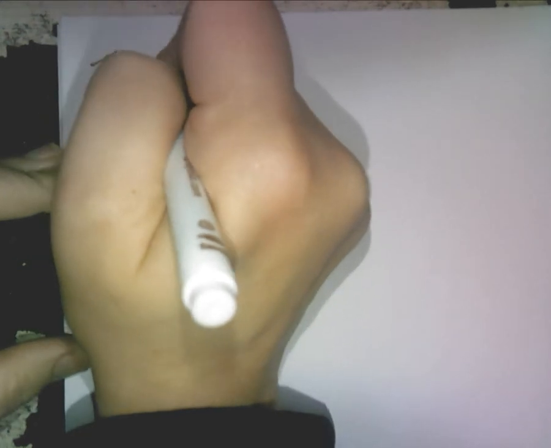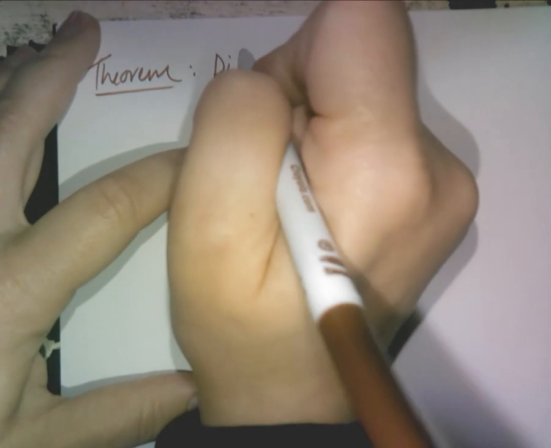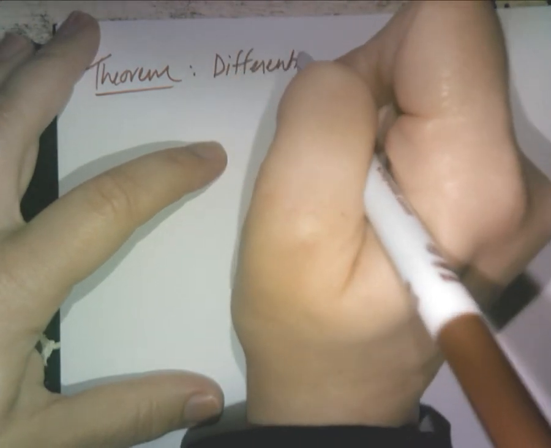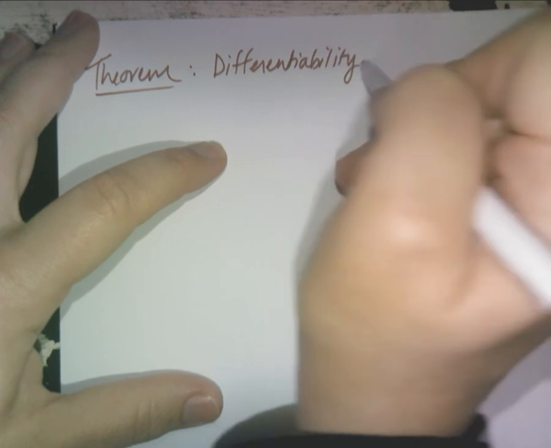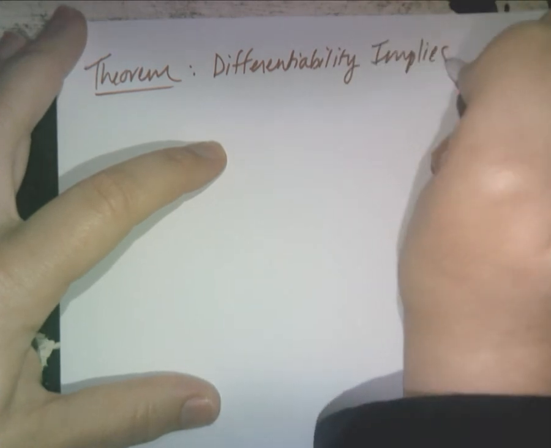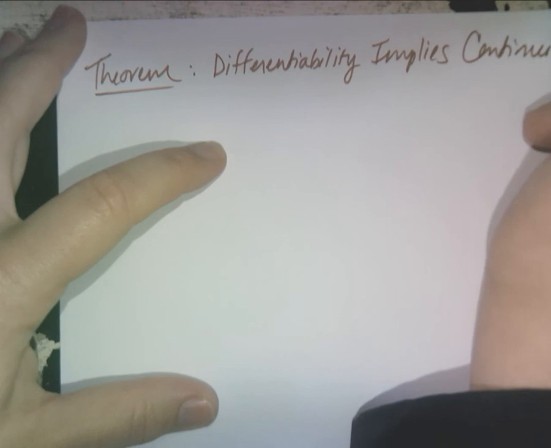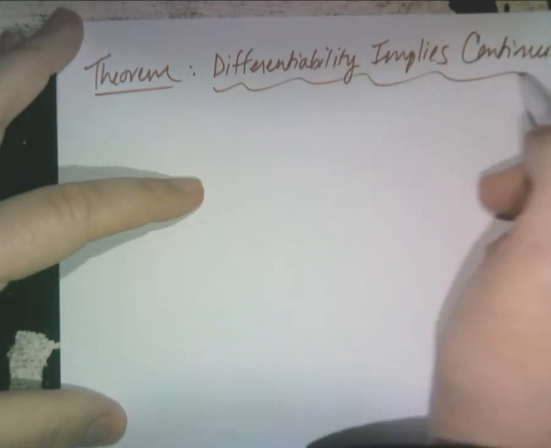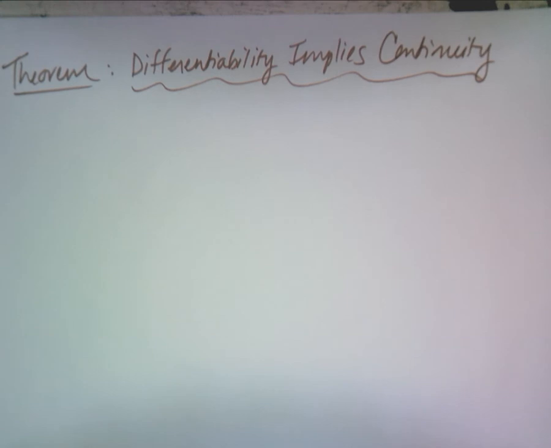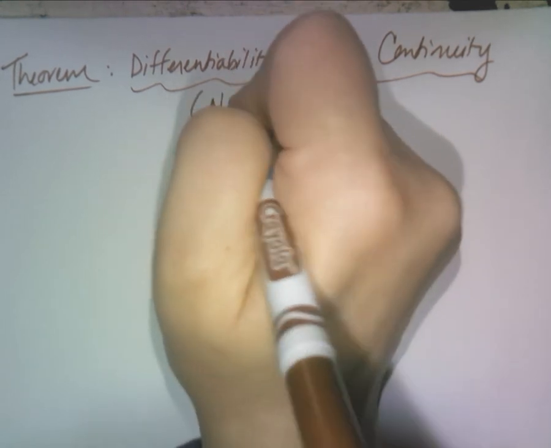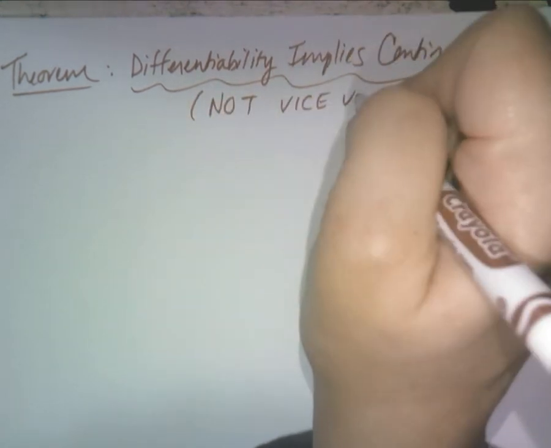Okay, now for this second part, we're going to work on one theorem and then I'm going to give you your homework worksheet part and that's going to be it. The title is actually the definition, the theorem itself. The title says differentiability implies continuity. However, not vice versa.